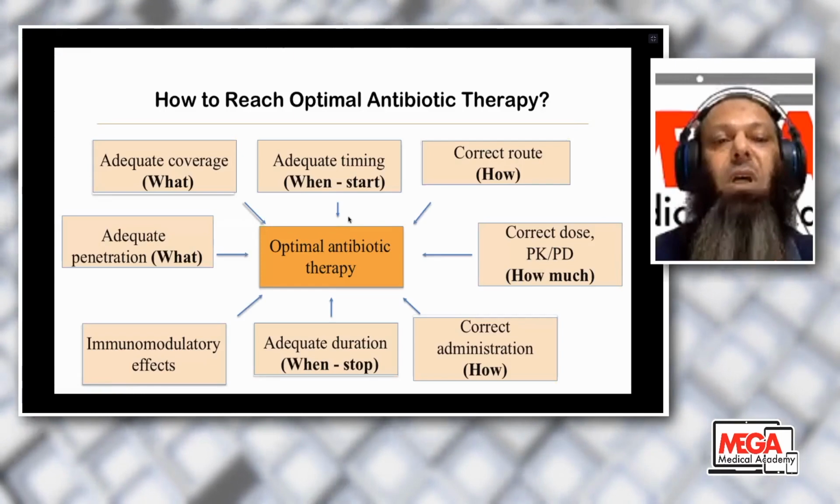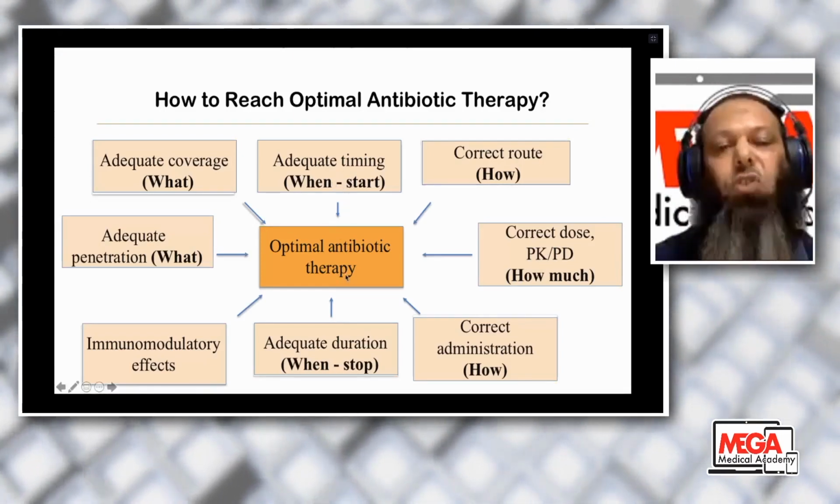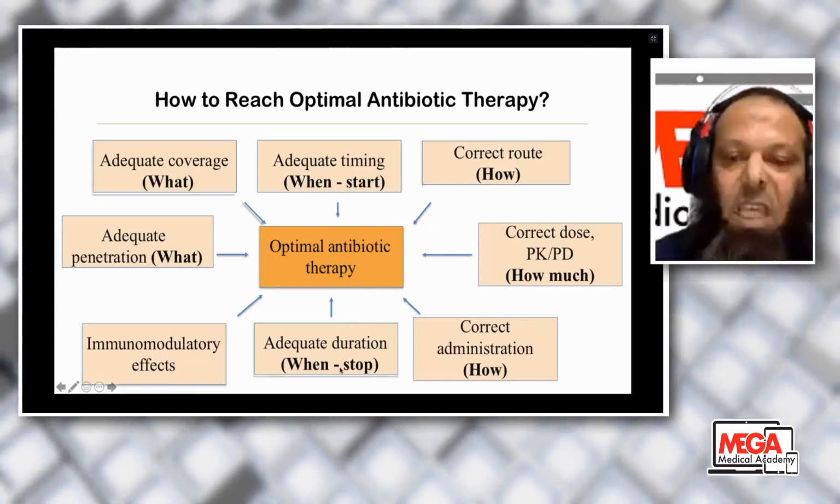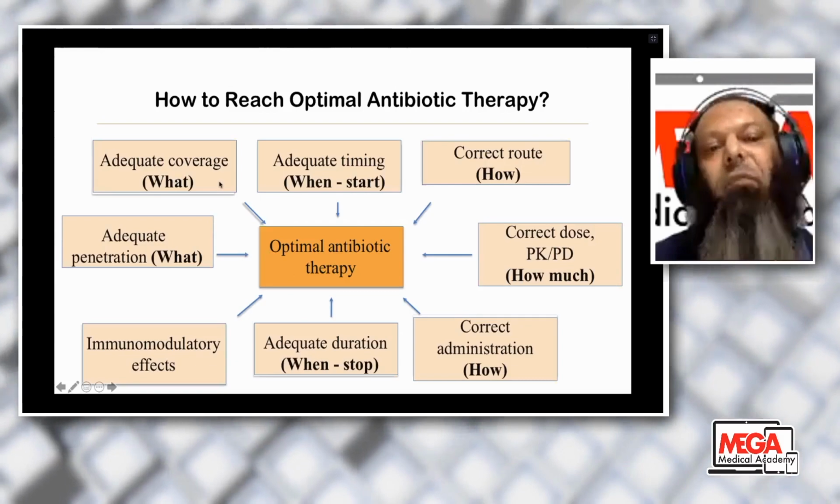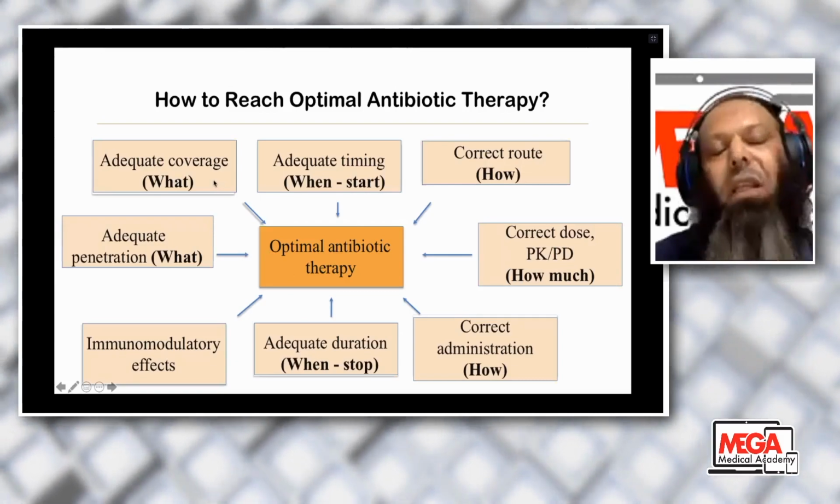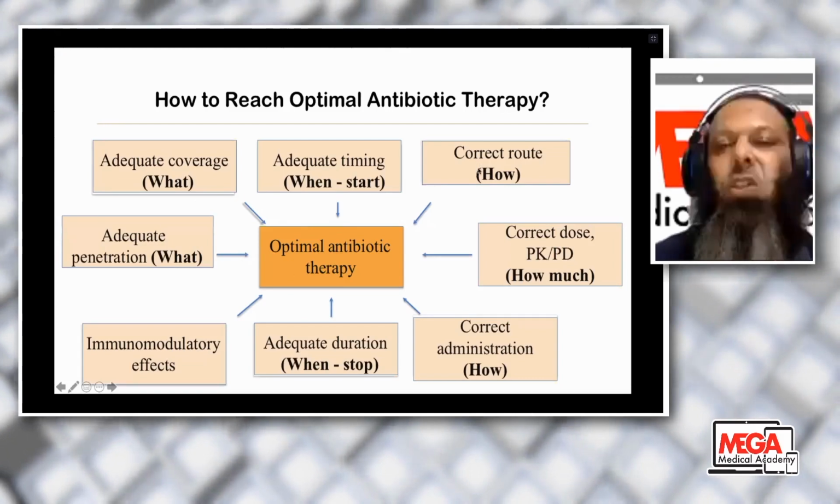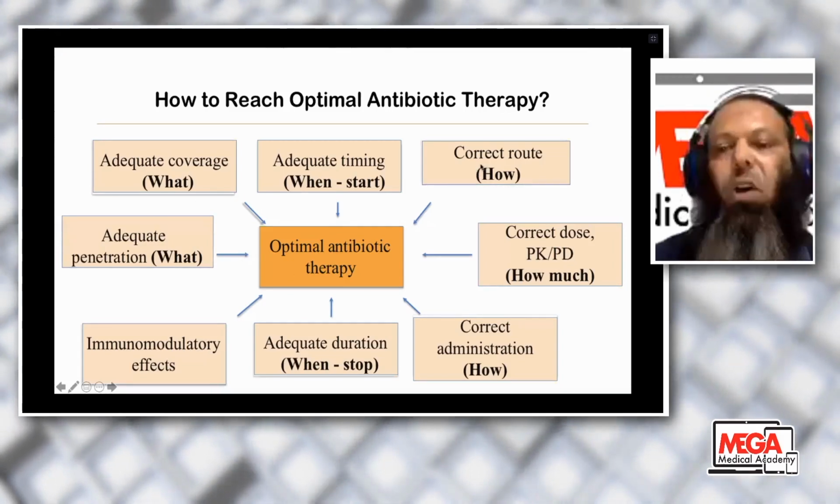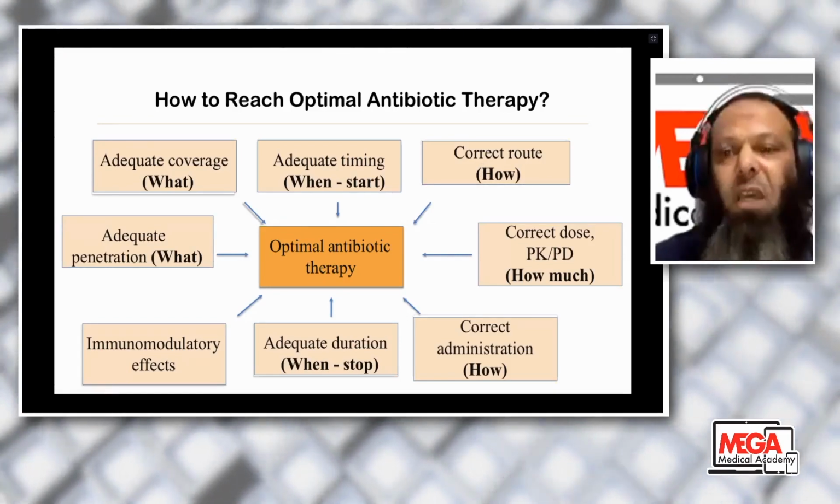So for optimal antibiotic therapy, you should have adequate timing. This is when to start. Then adequate duration, when to stop. Then what is the adequate coverage? What organisms are you going to cover? This is what. What is the correct route? This is PO or IV. Of course, for a septic patient, you are relying on IV.